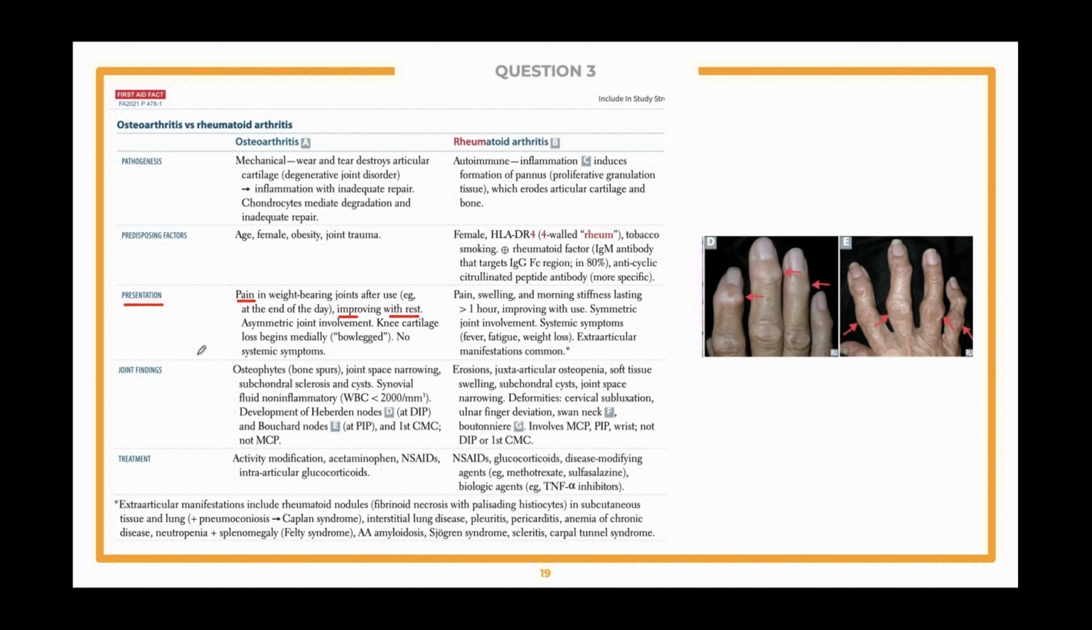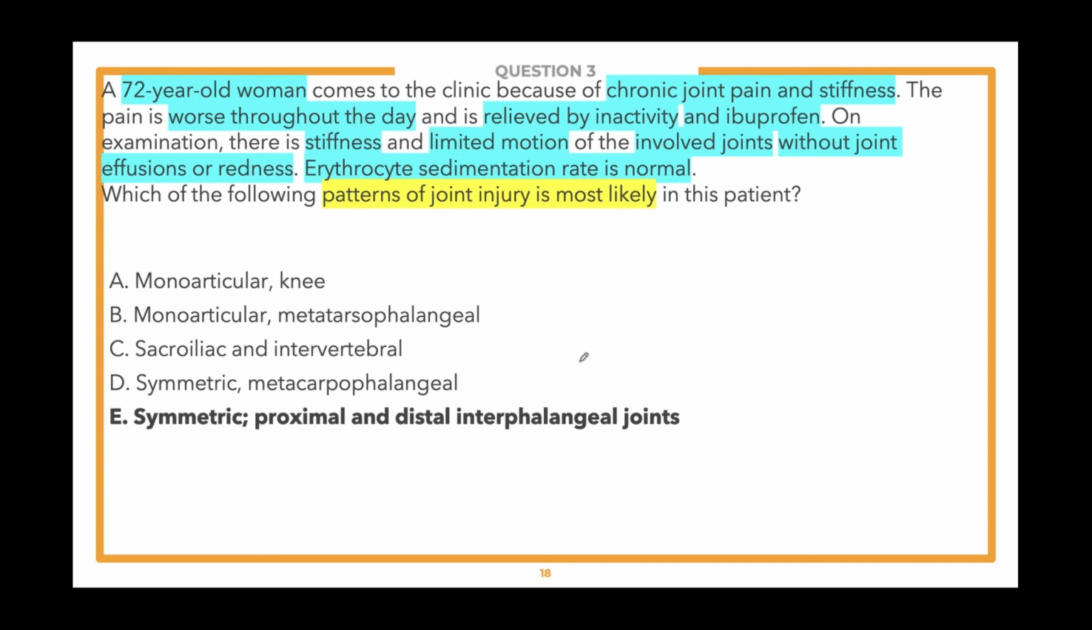So if we go back to our question and take a look at the answer choices, answer choice E, the proximal and distal interphalangeal joints, is commonly what we call Heberden and Bouchard nodes. So you can get involvement of your DIP and PIP joints. Now with rheumatoid arthritis, you classically do not get involvement of your DIP joints. That would be a key thing to look out for in these answer choices, and that's why answer choice E is the best answer here.